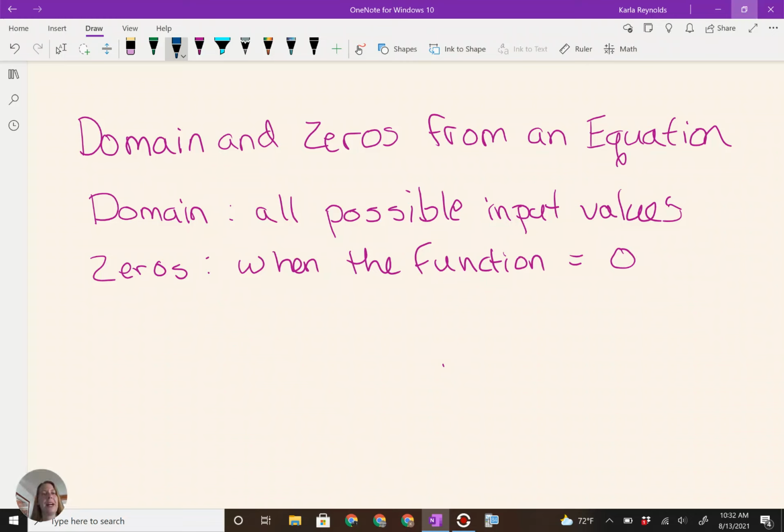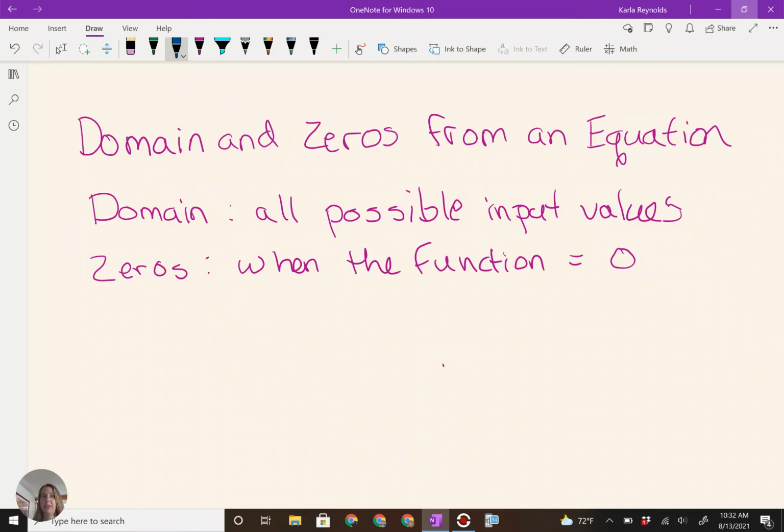Welcome to this video on domain and zeros from an equation. We're not going to focus on range for this, because range is usually easier done when you have a graph of the function. So we're just going to focus on domain and zeros if you're given an equation.